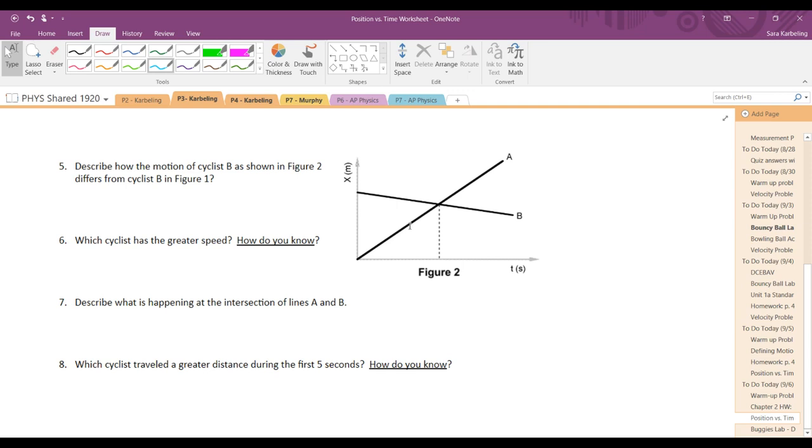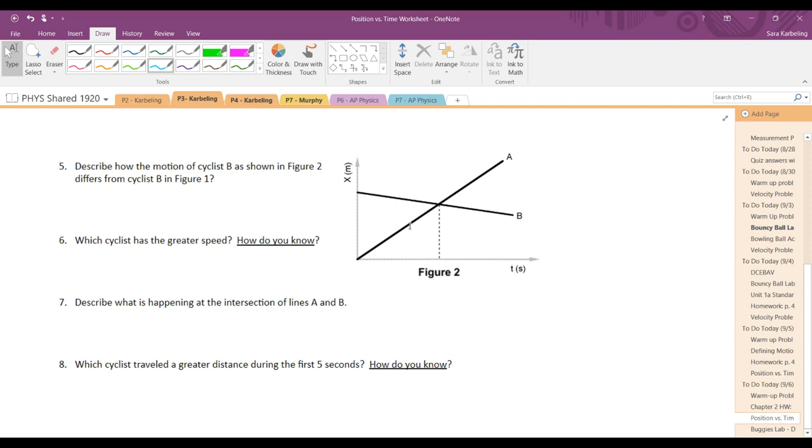All right, attention is way up here, right up at the front. Names first, please. I'm Maddie. I'm Sierra. I'm Annie. I'm Drake. All right, so our question is, describe how the motion of cyclist B as shown in figure 2 differs from cyclist B in figure 1. Okay, so it'll kind of flip back and forth to look at this one. What did you guys say? We said in figure 1 they're going one direction, and then in figure 2 they're going the opposite direction. It doesn't say how do you know, but I'm going to ask, how do you know?